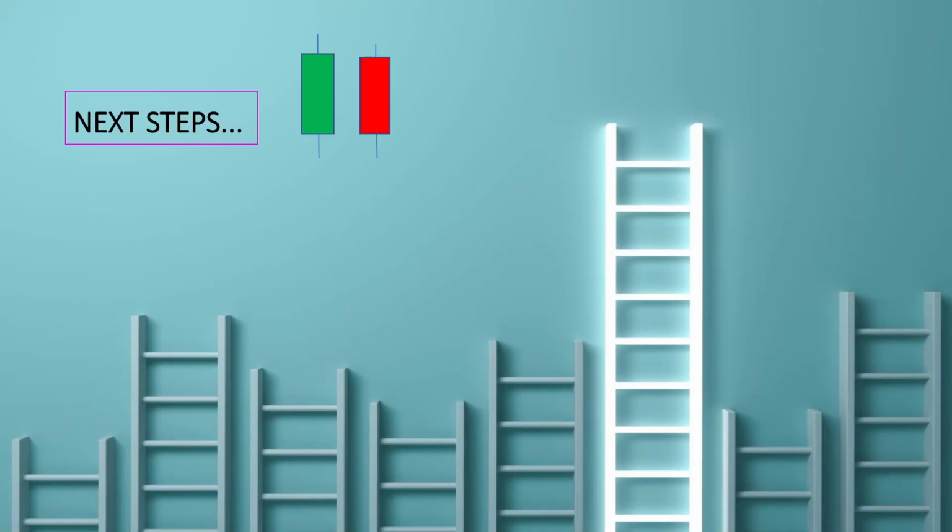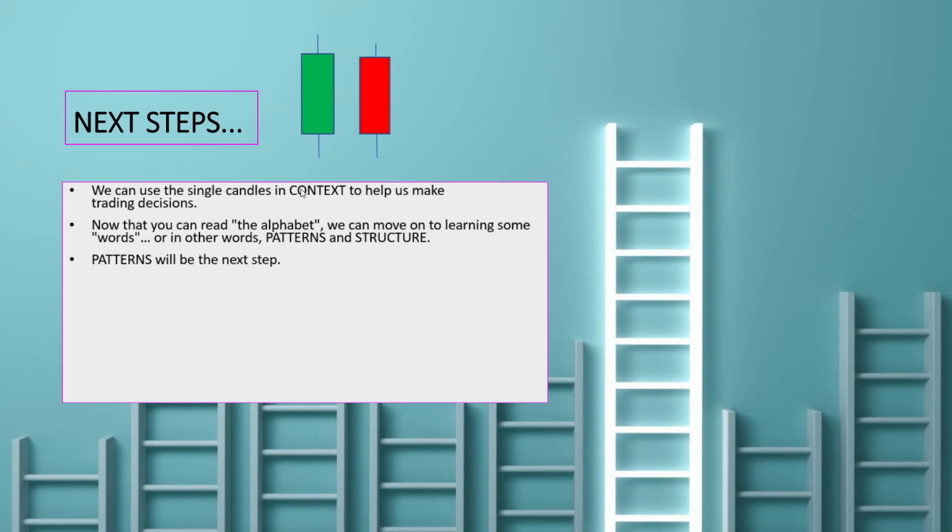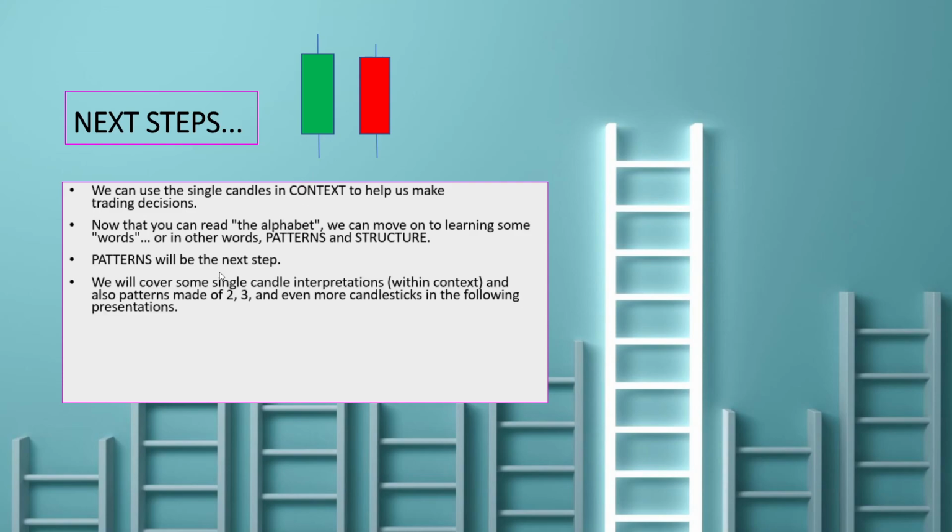Excellent. So the next steps, all right? We can use the single candles in context to help us make trading decisions. Now that you can read the alphabet, we can move on to learning some words, or in other words, patterns and structure. Okay, patterns will be the next step. We'll cover some single candle interpretations within context, and also patterns made up of 2, 3, and even more candlesticks in the following presentations. There's a lot of cool names for them. It's fun to learn. It makes you sound smart, and you can chat with your other stock buddies using the lingo. It's pretty fun.